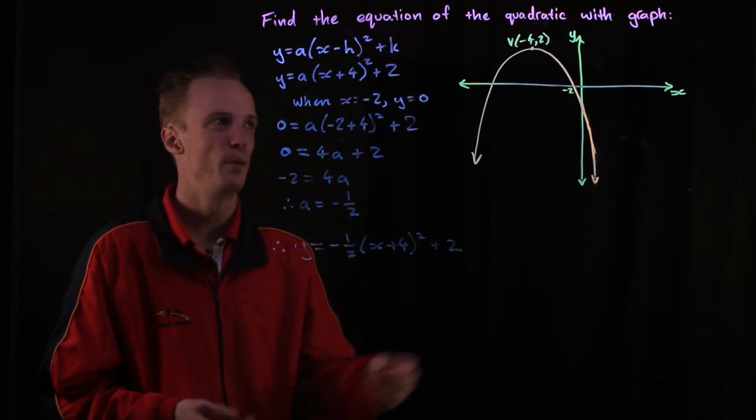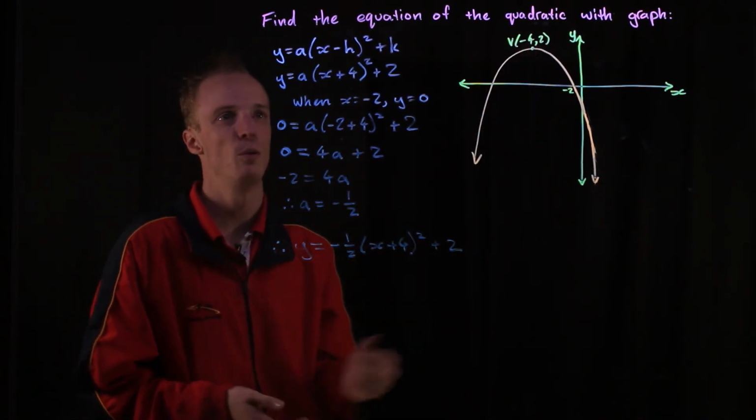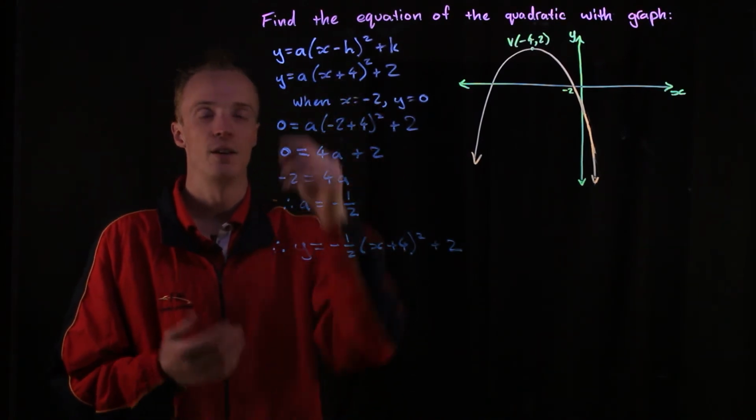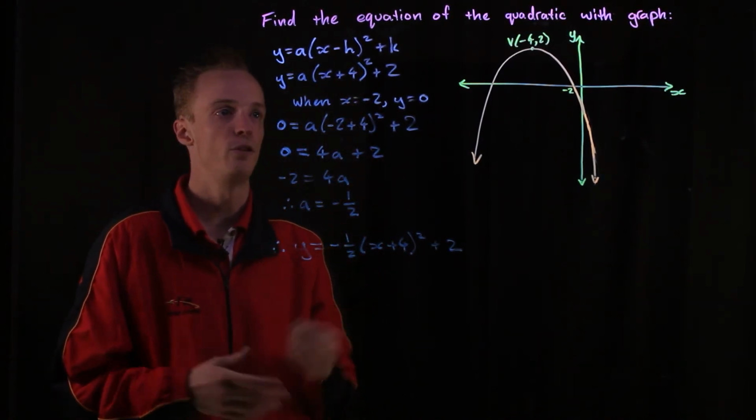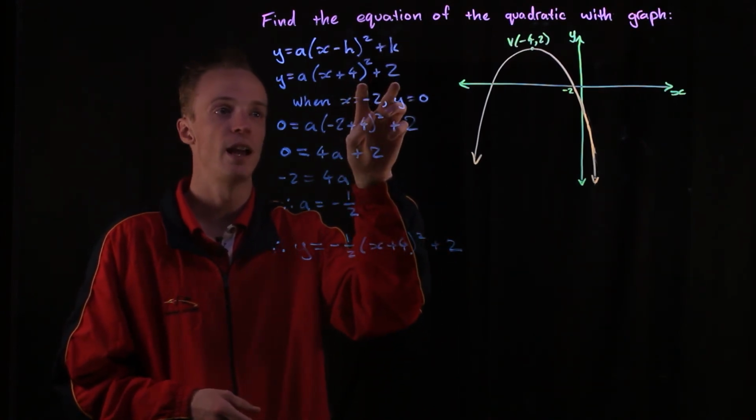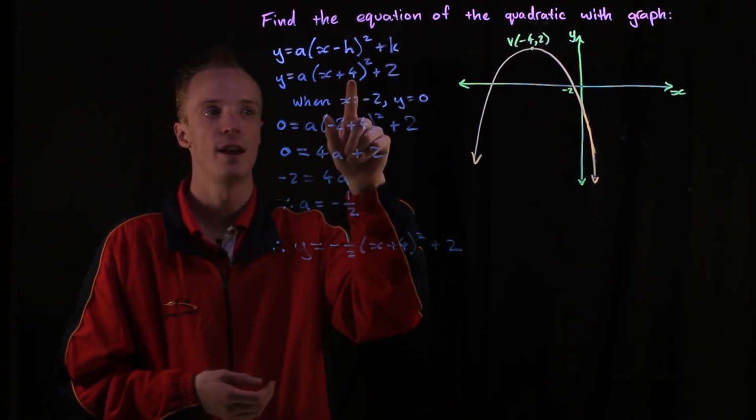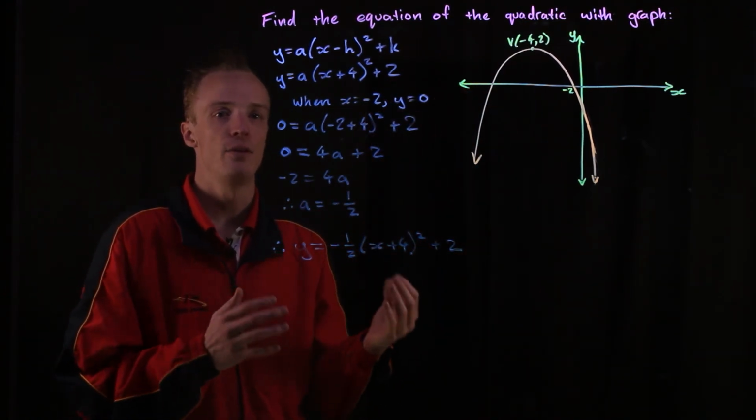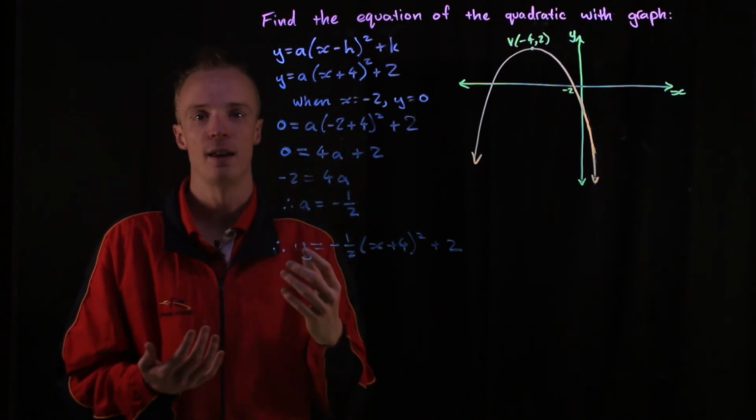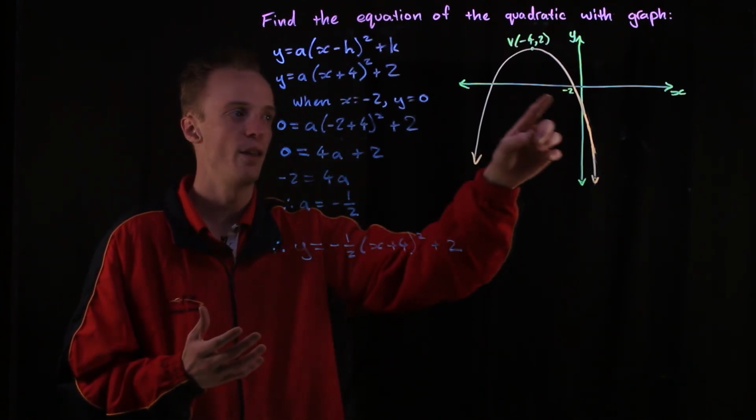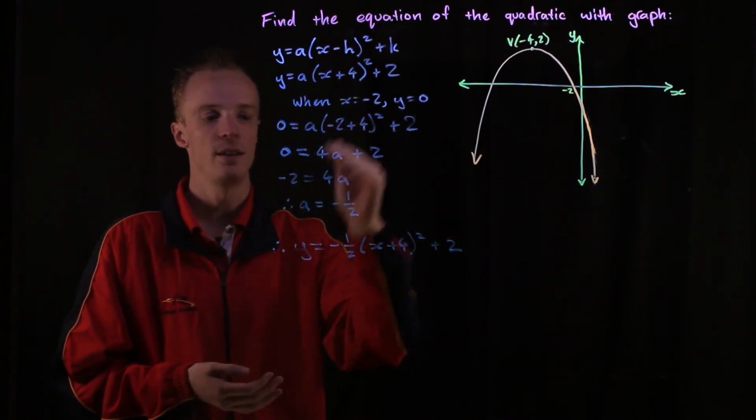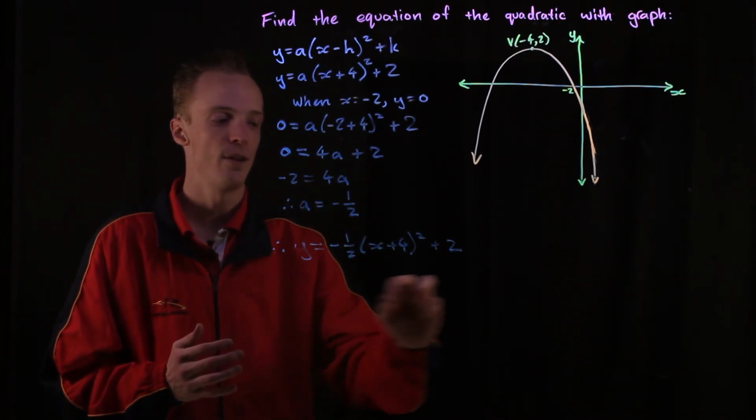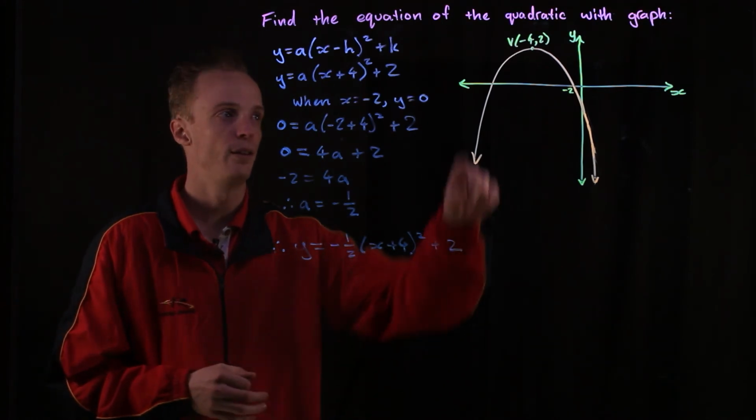So the key steps here: if we know the vertex and we know a third coordinate, what we do is represent this in vertex form. So essentially we substitute the vertex in as h and k. Keep in mind we need to change the sign of the h, and keep the sign of our k, from the vertex. And then from here we need to determine our value of a. To do that, you substitute the other coordinate that you know into the equation and solve for a. Once you've found that, you've then found the whole equation that represents this quadratic.